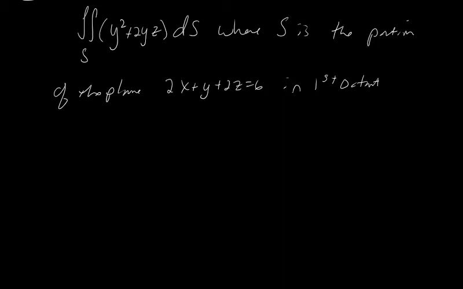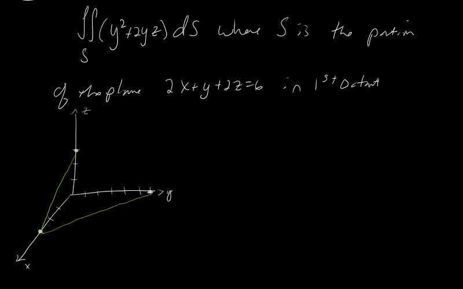Okay, so if we were to sketch this plane, let me draw the first octant here. If we had x, y equal to 0, then z would be equal to 3. If we let y and z both be 0, x would be equal to 3. And if we let x and z both be 0, y would be equal to 6. All right, so we are looking at this little chunk of the plane here. It's just this bit of plane right there.